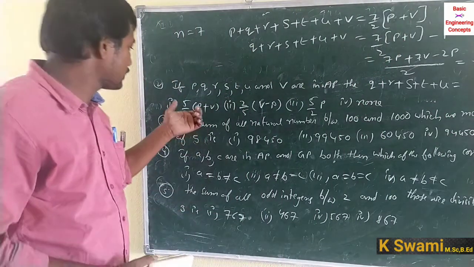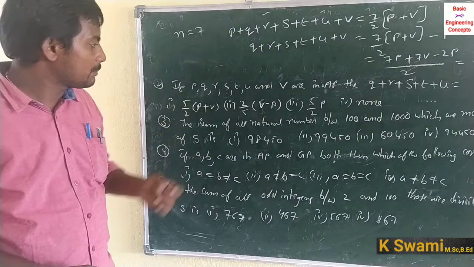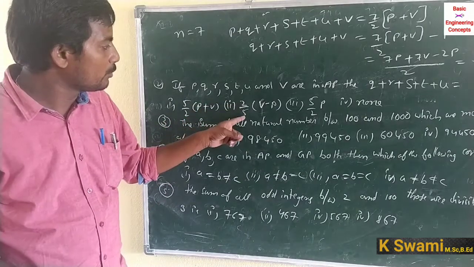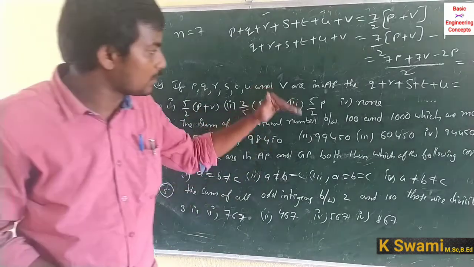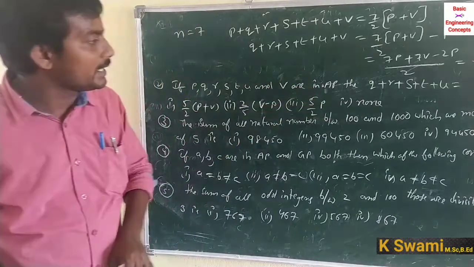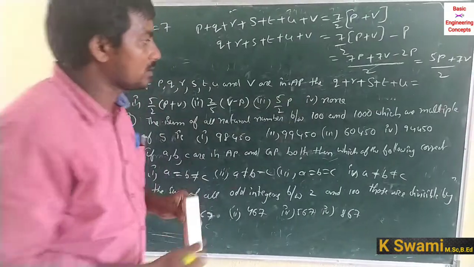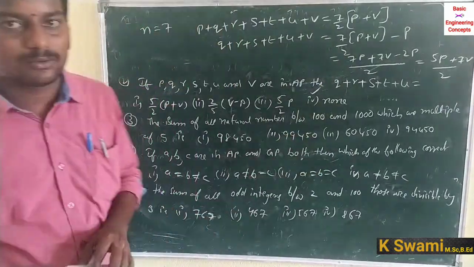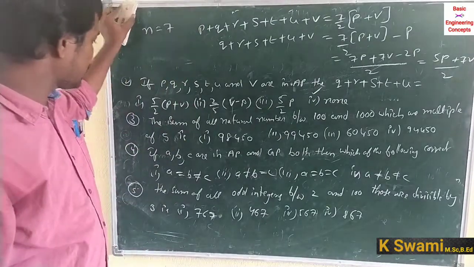మనకి ఇచ్చిన దాంట్లో చూసుకుంటే 5 by 2 into P plus ఉంది, and second 2 by 5 into V minus 2 ఉంది, and third 5 by 2 into P, and final none. The correct option is none. Okay, so and another question.